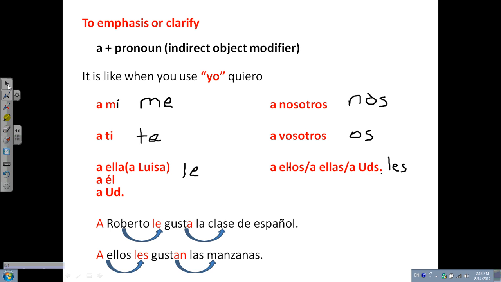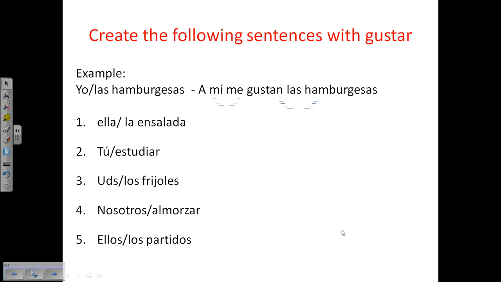Okay, now we're going to do some practice. So I'd like you to create the following sentences with Gustar on your information sheet. I have an example for you. It says yo las hamburguesas. Okay, you cannot use yo with verbs like gustar. So that first section would be a mí me. That's the person. And then you'd have to use gustar. Gustar agrees with las hamburguesas.